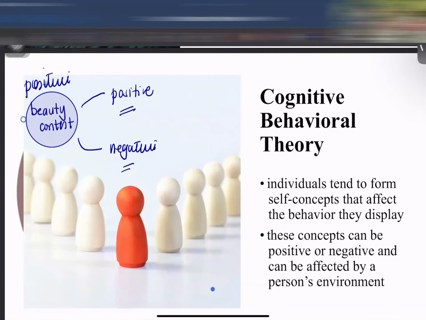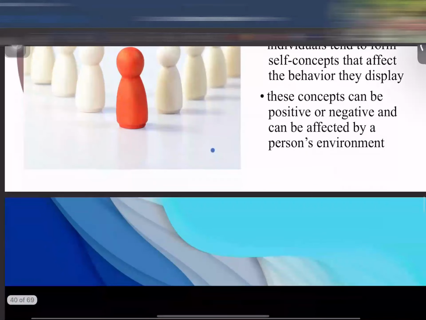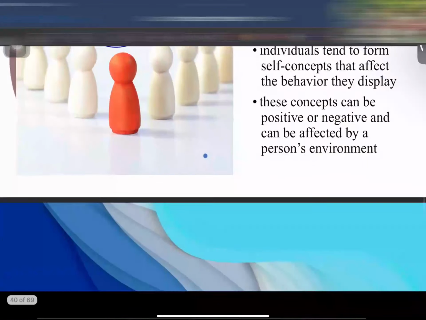And that concept that your patient formulated will be the one that would actually lead to their behavior. Now, why are we learning cognitive behavioral theory? Because it may be able to explain why your patient is acting like this and why your patient is acting like that. It's because of what they think. Now take note that these can be affected positively, class, or negatively by the person's environment.